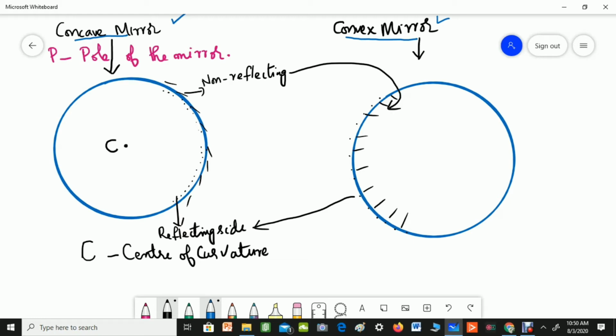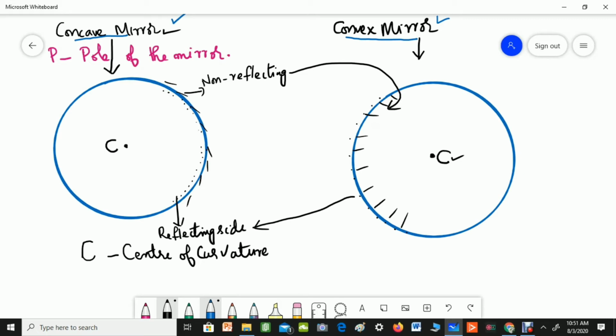Now, this convex mirror also has a center of curvature. We need to understand that in the case of a concave mirror, the center of curvature lies in front of the reflecting side. But in the case of a convex mirror, the center of curvature lies behind the reflecting side.